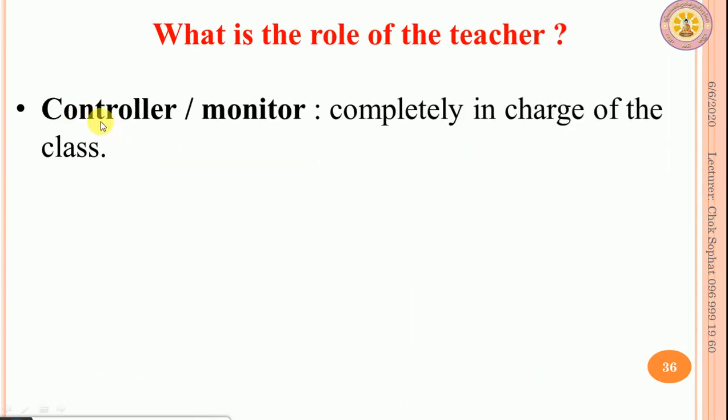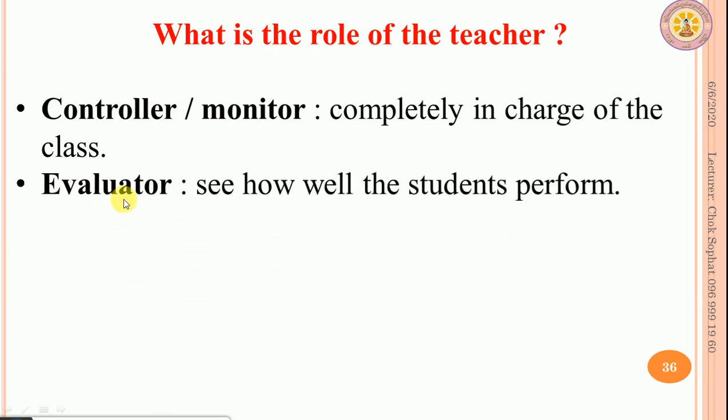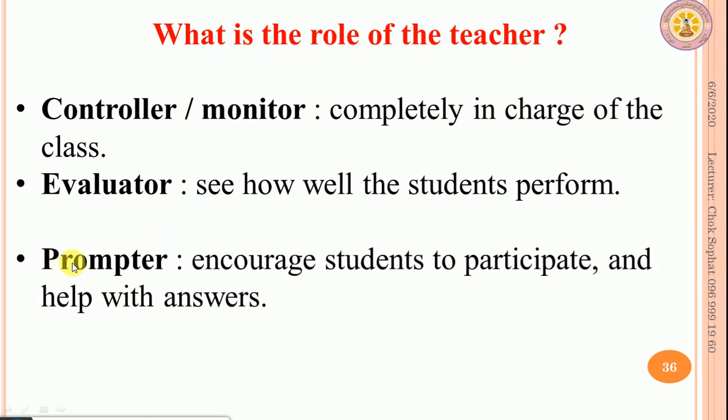Okay, controller. The teacher can be a controller or monitor, completely in charge of the class. So the teacher can observe and monitor the class while the students do the activity. The teacher can be an evaluator, seeing how well the students perform. So we can evaluate how well the students perform the task or the activity. The teacher can be a prompter, the one who encourages students to participate and helps with answers. So the teacher can be the prompter, helping students participate and sharing ideas with them.